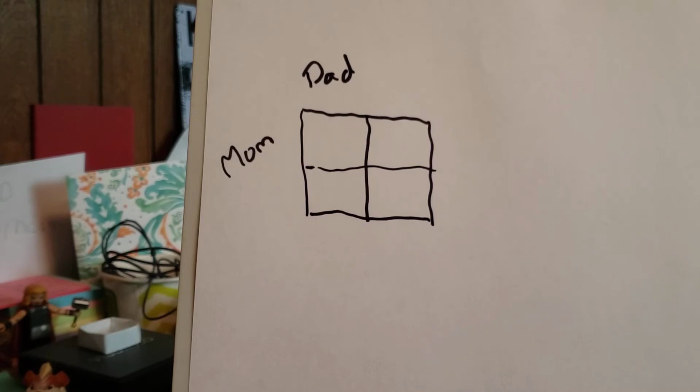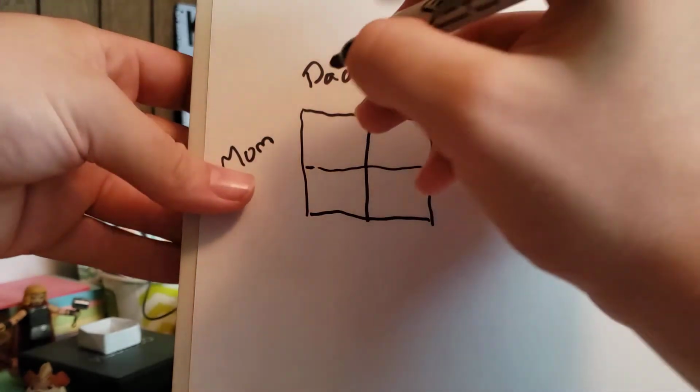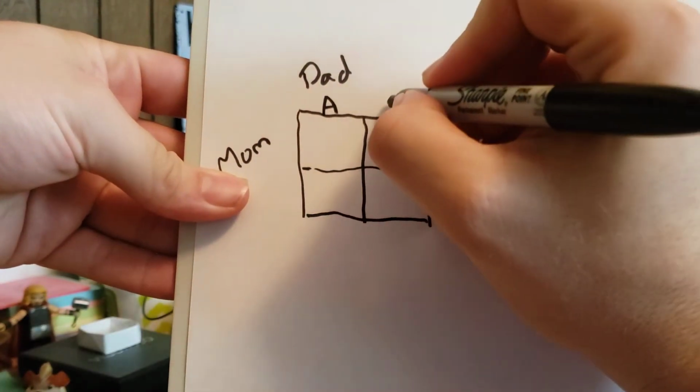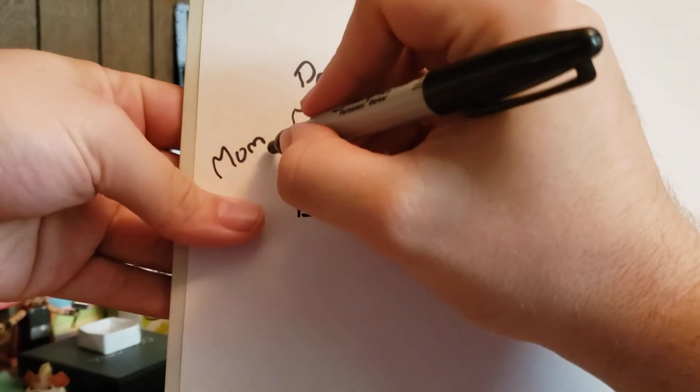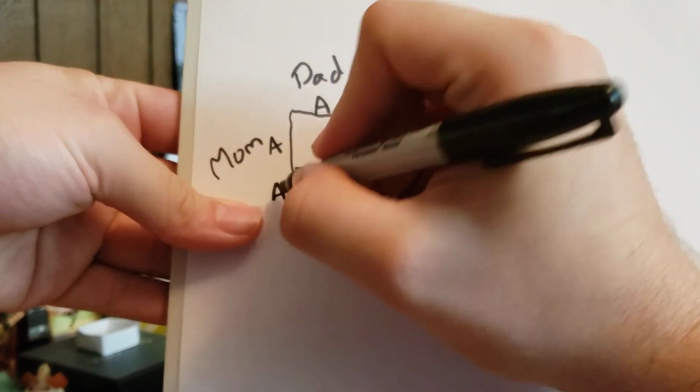And then you're going to want to put what you think the genotype for each parent is. And we represent those genotypes with letters. So for Dad, in this instance, we're going to put, let's say, a capital A and a lowercase a. And then for Mom, we're going to put two big A's there.